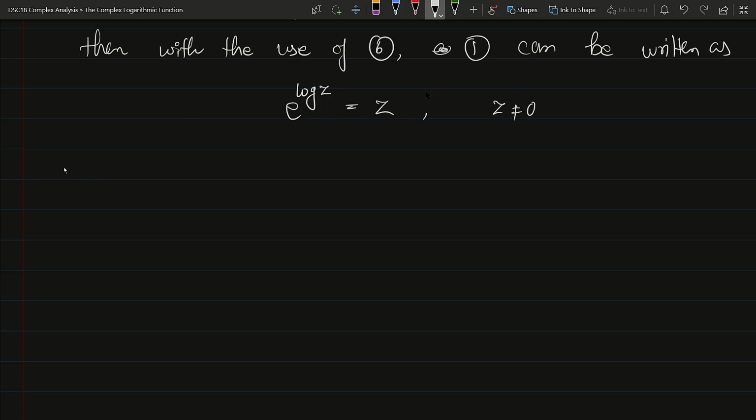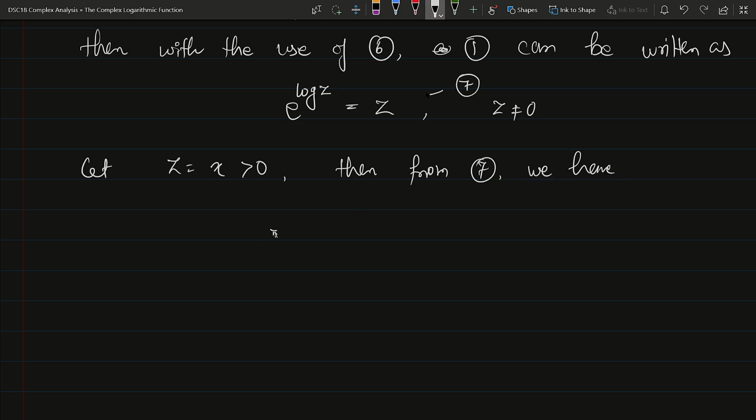Now let this z be equal to x, and that is of course strictly greater than 0. And so let me call this equation number 7. Okay, then from 7 we have that e to the power log x is equal to x. Now look at this, when x is real, then we have the same scenario as we had for the real exponential and real logarithmic function, right?